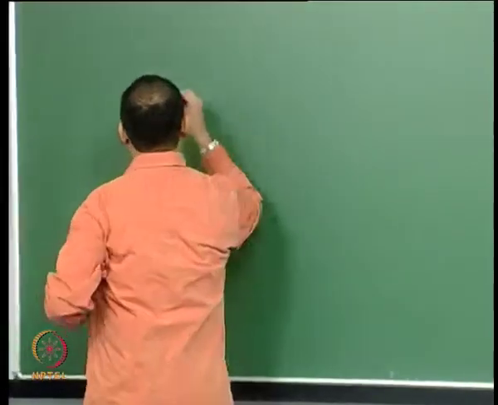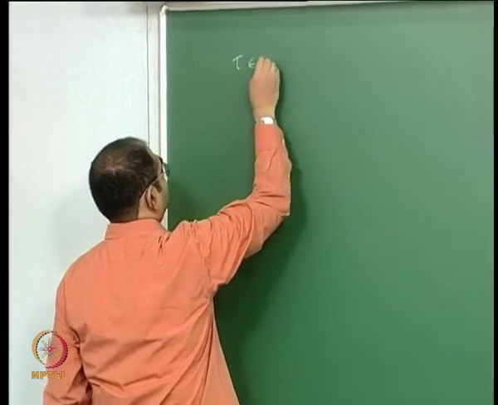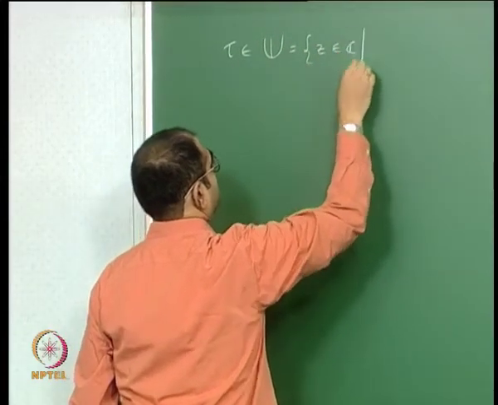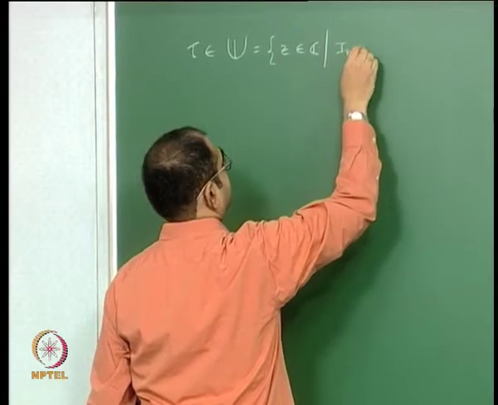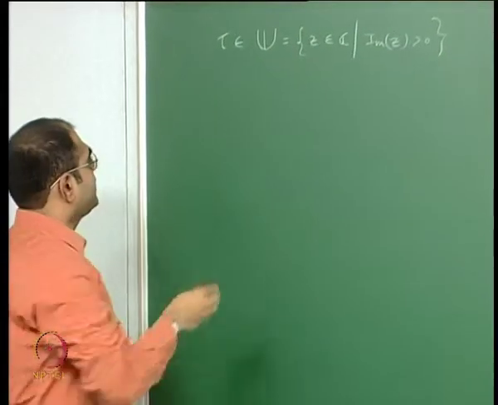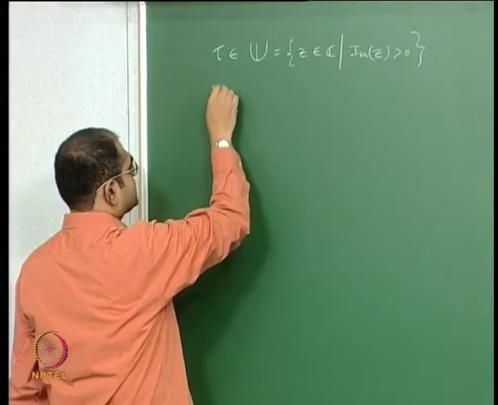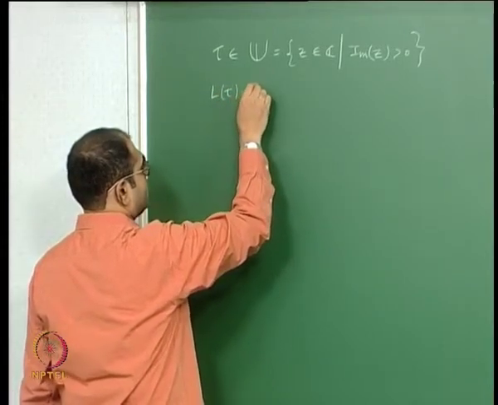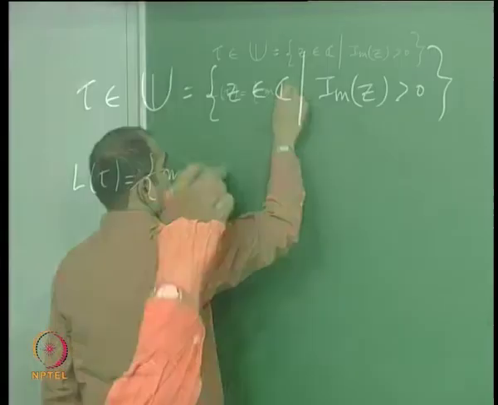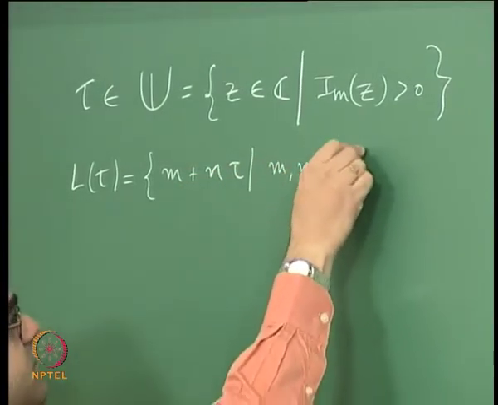I will start with an element tau in the upper half plane, namely the set of all complex numbers with positive imaginary part. Okay, and then you all know that there is a lattice associated with tau, which is the set of all integer linear combinations of 1 and tau, the set of all m plus n tau, where m and n are integers.